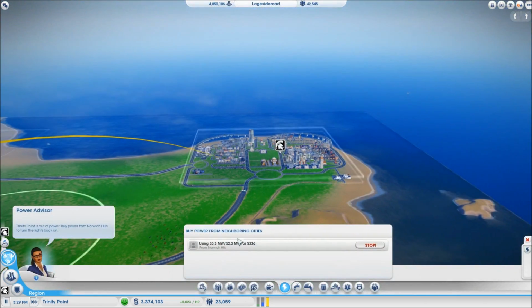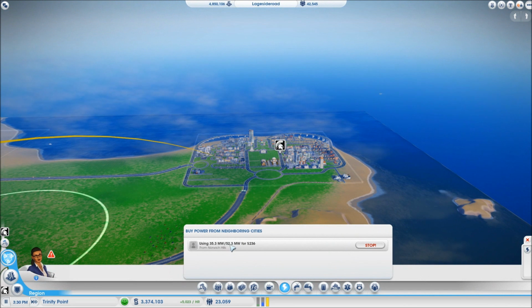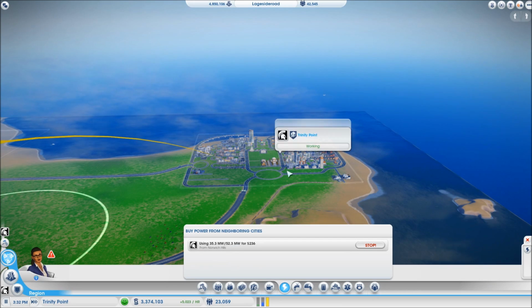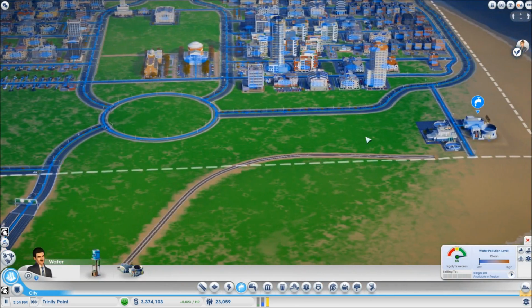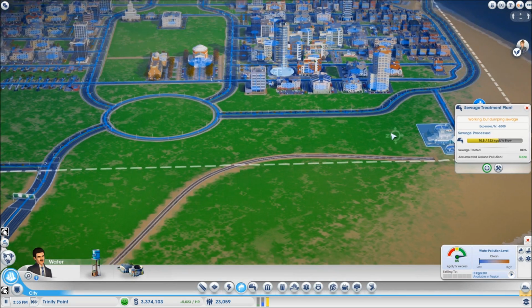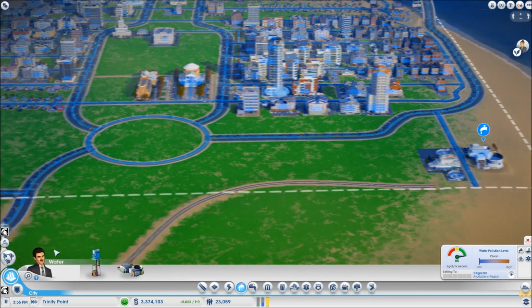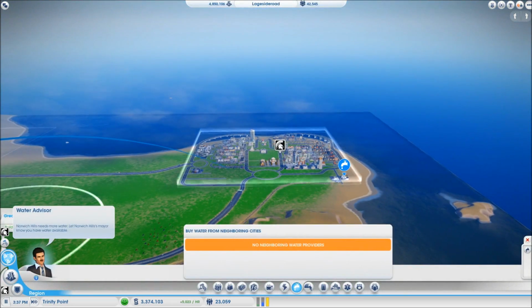So, anyway, let's see about the utilities. In my first city, I'm producing around 90 megawatts, of which I'm selling 35 of the excess 50 to this city. The water is being produced in this city, as do I have the sewage capacity in this city, and then it is exported to my first city.